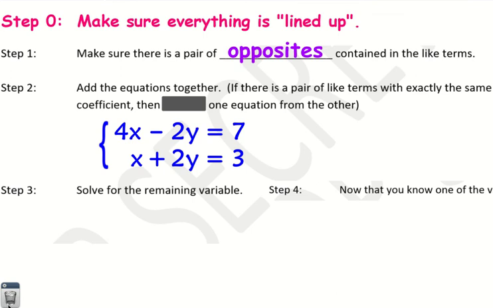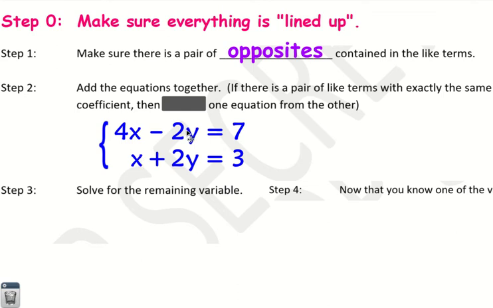Opposites contained in the like terms. Think about it. That's the only way you're actually going to eliminate either x or y. When you add, look down here, I might be getting a little ahead of myself, but not really. When you add 4x and 1x, 4x and x together, are the x's going to be eliminated? No, that's going to be 5x.